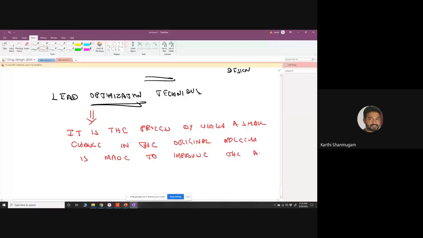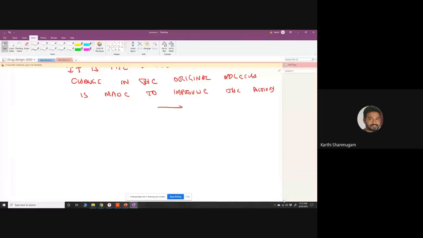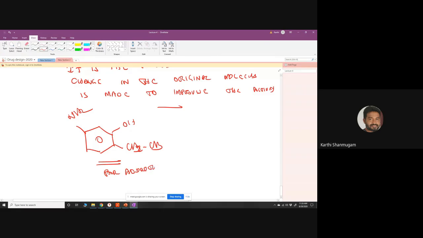Okay, so this is my own definition, not from a textbook. Simply, we can say that lead optimization is the process by which we make some small change to the structure. Let's take an example. Say you have some drug molecule like this, and this molecule has very poor absorption. How can we improve the absorption of this molecule by making some small change in the structure of the original molecule? Lack of absorption may be because of poor solubility of the molecule.